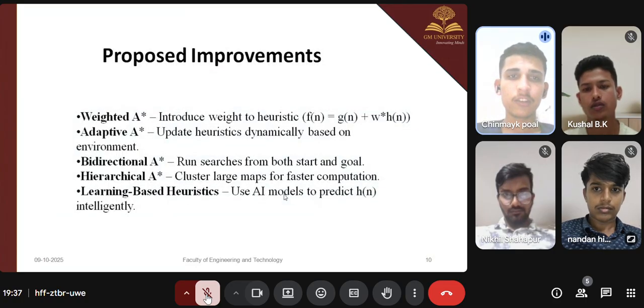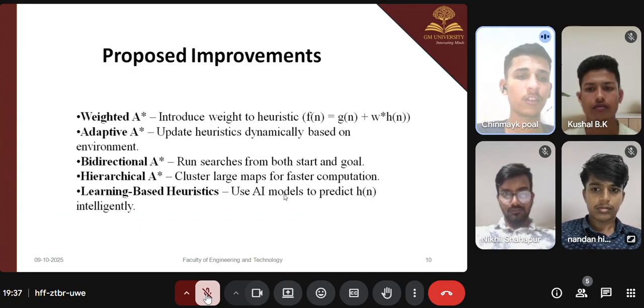In the next slide, we discuss proposed improvements. Weighted A star introduces a weight to the heuristic: f of n is equal to g of n plus w star h of n. And adaptive A star updates heuristics dynamically based on the environment.